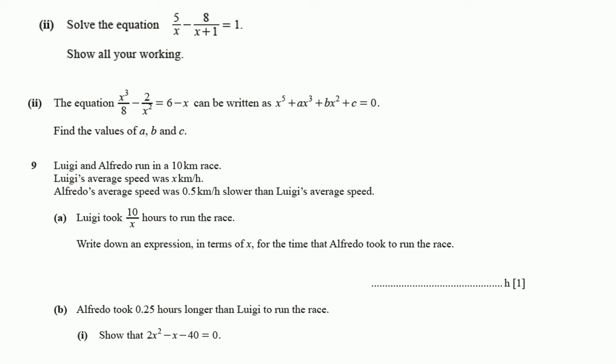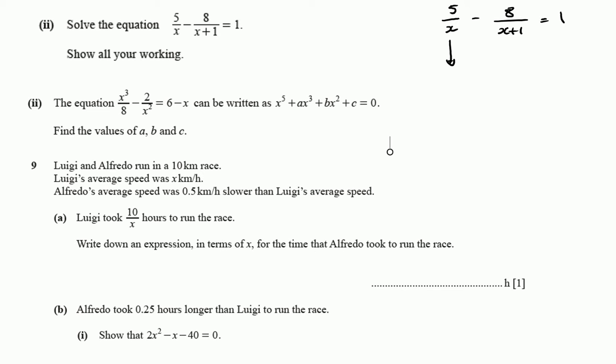So I'm asked to solve the equation 5 over x minus 8 over x plus 1 equals 1. Now, it doesn't really matter that the x's are underneath the fractions. We're going to do the same thing that we always do, which is start by multiplying every term by every denominator. This will get rid of every fraction and allow us to continue on with brackets and collecting terms.